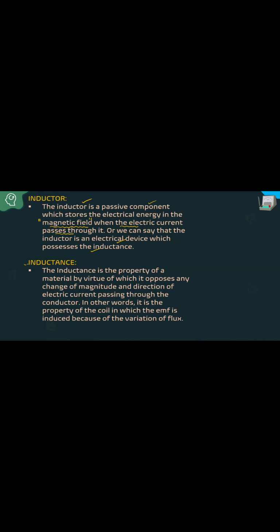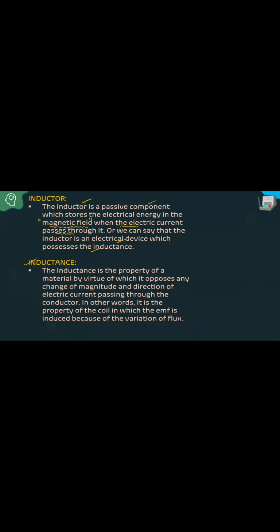Then what is the inductance property? The inductance is the property of a material. Students, I told already, resistor is the physical element, and resistance is the property.